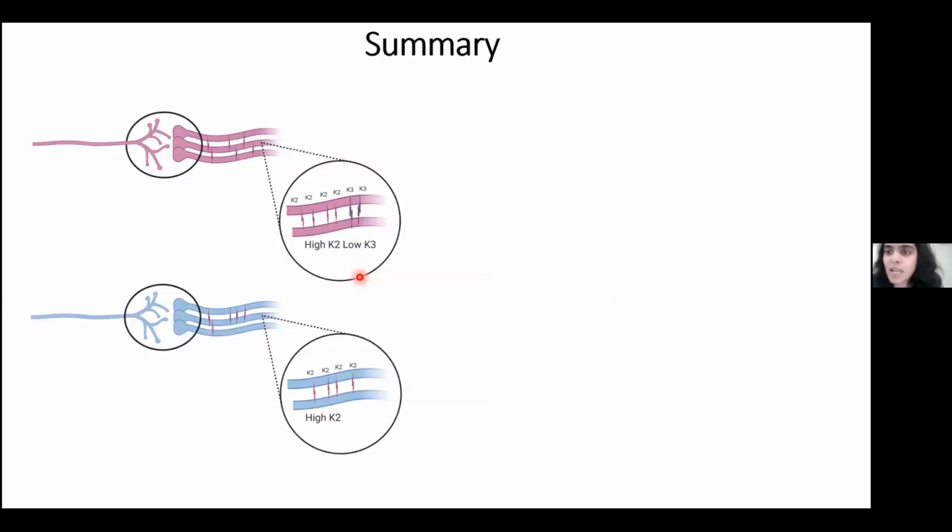So to summarize, I'm looking at the role of KIRLs in axon sorting in the accessory olfactory system. Depending on what receptor these sensory neurons express, there are different populations of sensory neurons in the system. So pink is one population, blue is one population here, and each population homogeneously expresses a certain combination of KIRL2 and KIRL3. So let's say the pink population is expressing high KIRL2, low KIRL3, and the blue population is expressing high KIRL2.